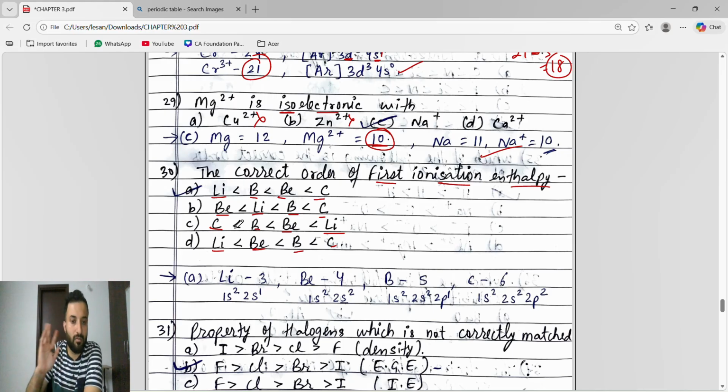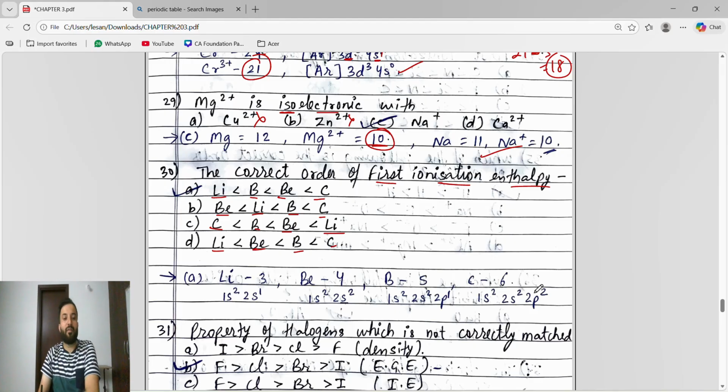So we'll write the electronic configuration of the 4 elements. Lithium is what? Atomic number 3. Atomic number 3 means 1s2 2s1. Beryllium is 4, 1s2 2s2. Boron is 5, 1s2 2s2 2p1. Carbon is 6, 1s2 2s2 2p2.